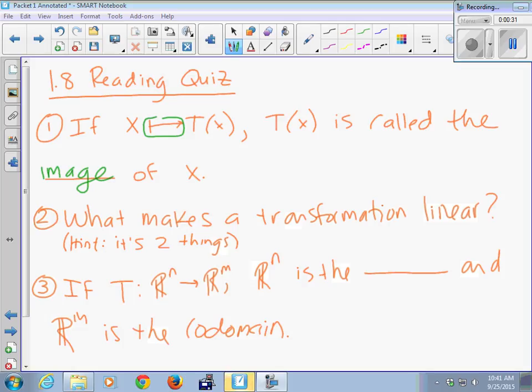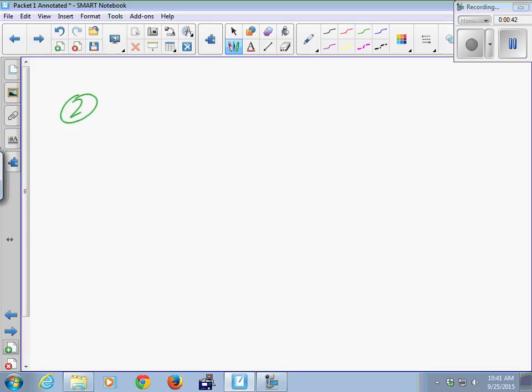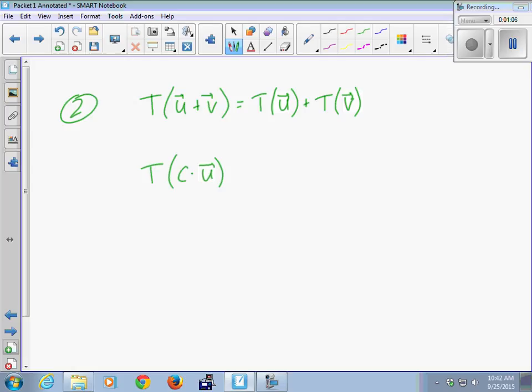Okay, so there are two things that make a transformation linear. What are they? I'll give you a hint: T of u plus v and T of c times u. What does T of u plus v have to equal? T of u plus T of v. And this one has to be c times T of u.